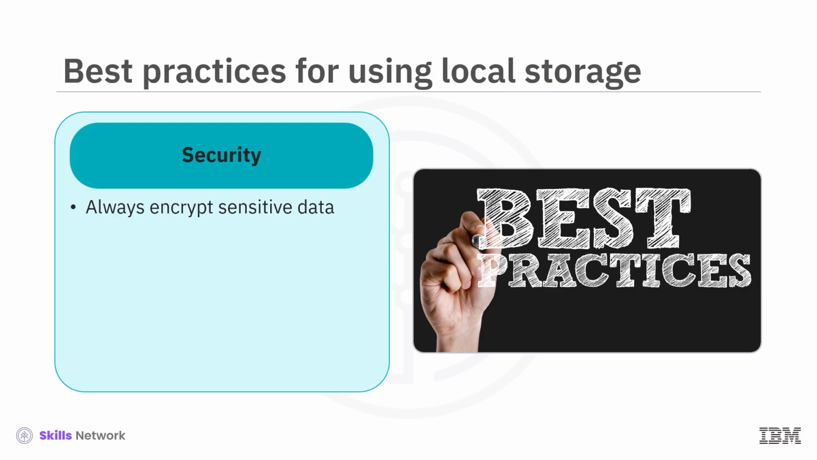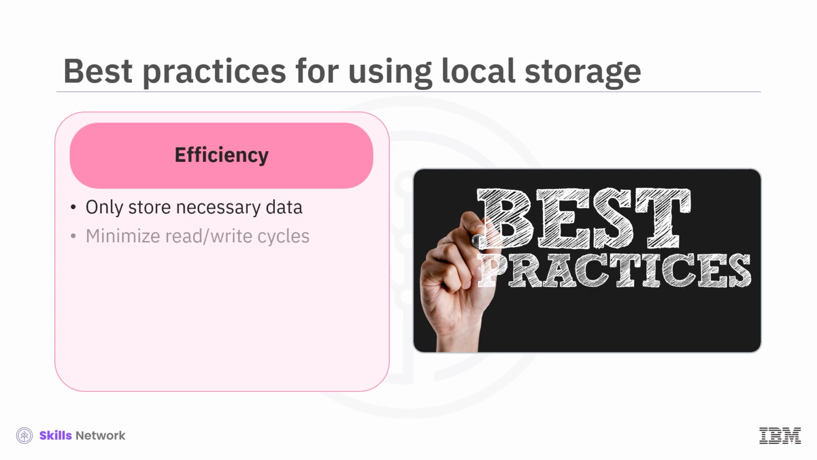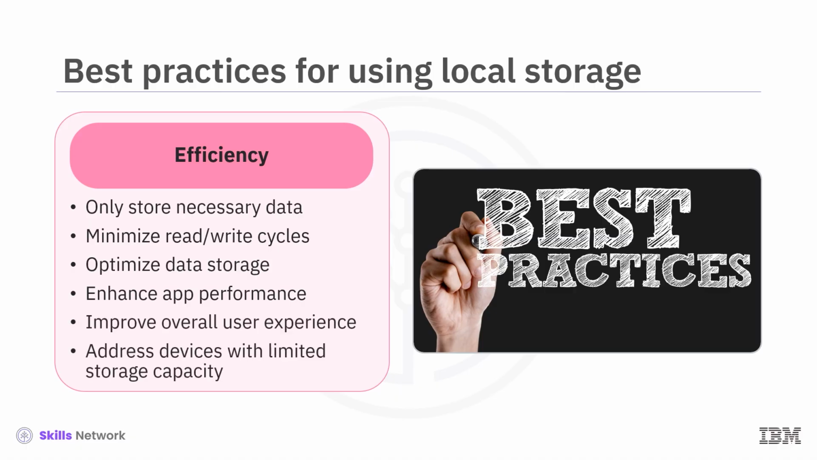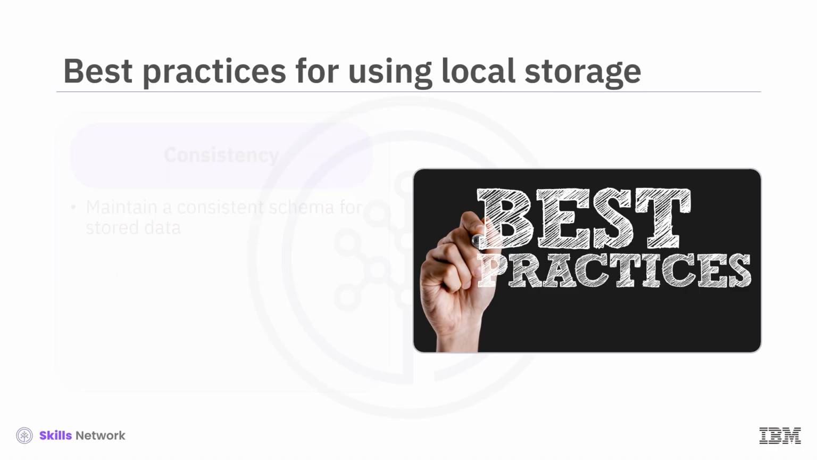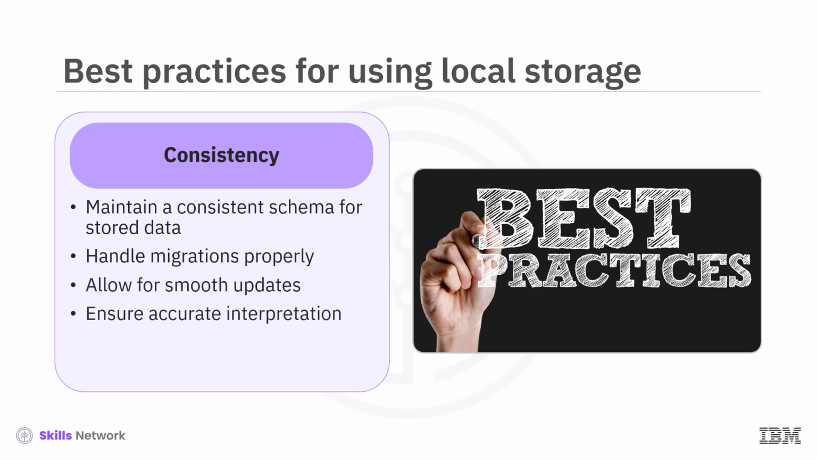Always encrypt sensitive data to ensure that data remains protected even if unauthorized access occurs. Only store necessary data to minimize read-write cycles and storage usage. This optimizes data storage, enhancing app performance, and improving overall user experience. This is particularly useful on devices with limited storage capacity. Maintain a consistent schema for stored data and handle migrations properly when the schema changes. This approach allows for smooth updates and ensures that all parts of your app can accurately interpret and work with the stored data.